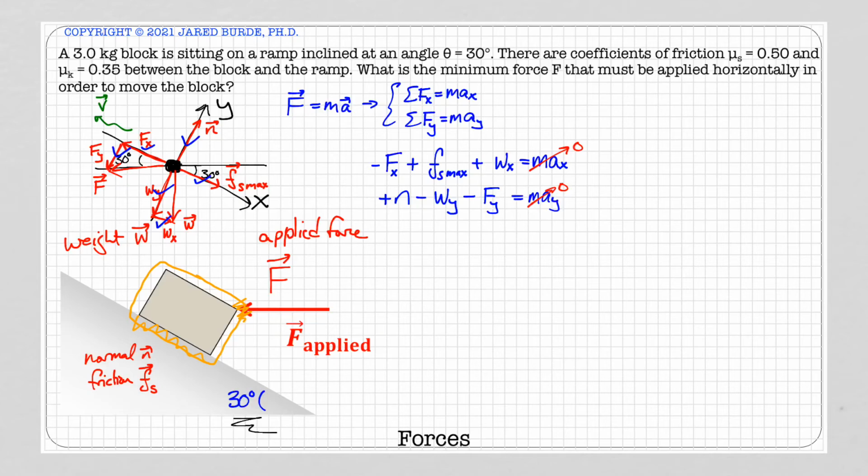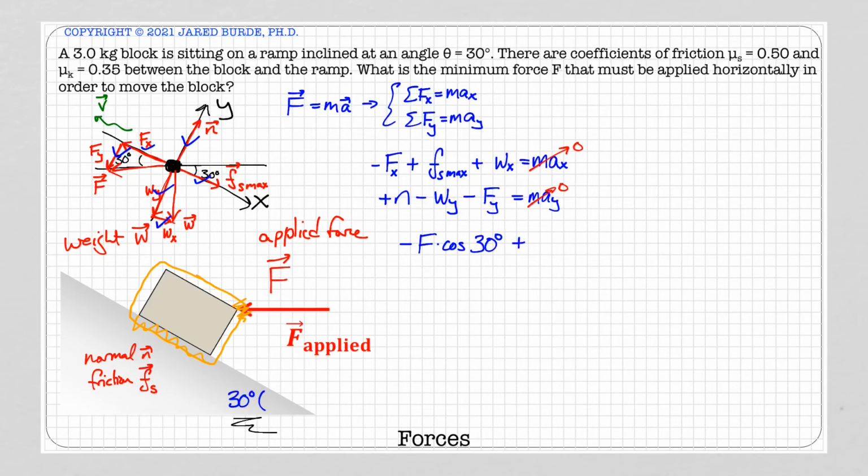Now I can go ahead and start simplifying. The x and the y components of my applied force seem to be two different terms, but in fact, they're both components of F, the minimum force. That's what I'm trying to find. They both are based on that 30-degree angle. So what I can go ahead and say here is that Fx is F cosine of 30 degrees.